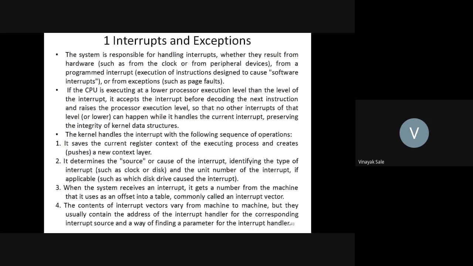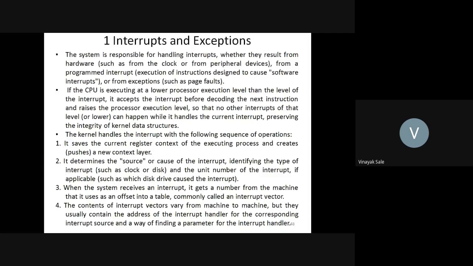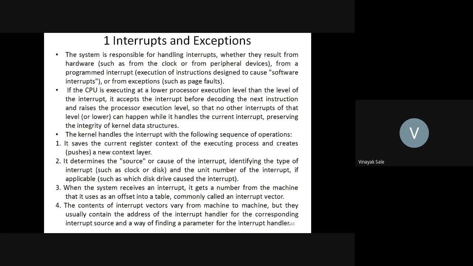So, interrupts and exceptions. The system is responsible for handling interrupts, whether they result from hardware, that is from the clock or from peripheral devices, or from programmed interrupts such as execution of instructions designed to cause software interrupts, or from exceptions such as page faults.